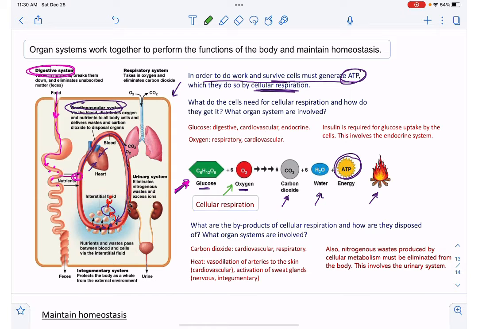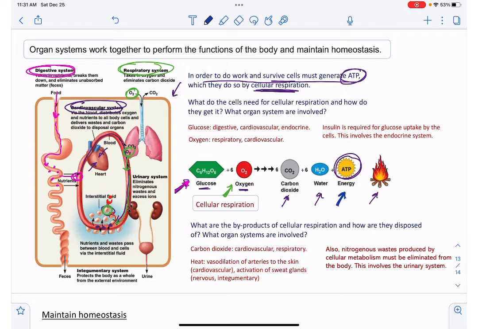What about oxygen? How do these cells get oxygen? Well, we inhale oxygen through the respiratory system. And then that oxygen moves from the lungs into the blood, also through the respiratory system. So we have the respiratory system involved, and then the cardiovascular system takes that oxygen to the individual cells. And then ATP is produced, which the cells use to perform energy.